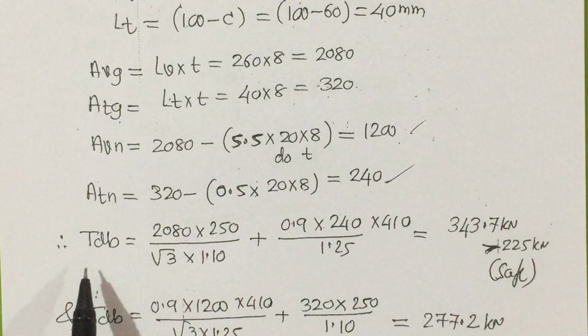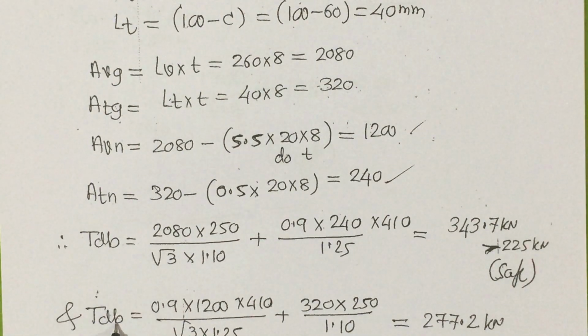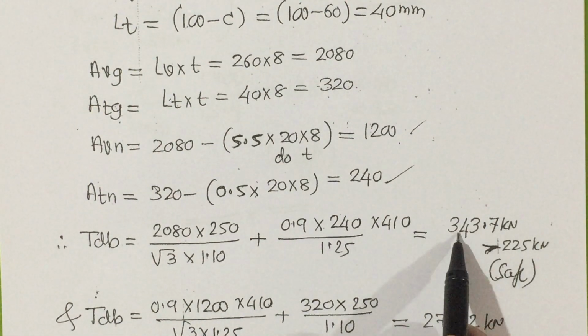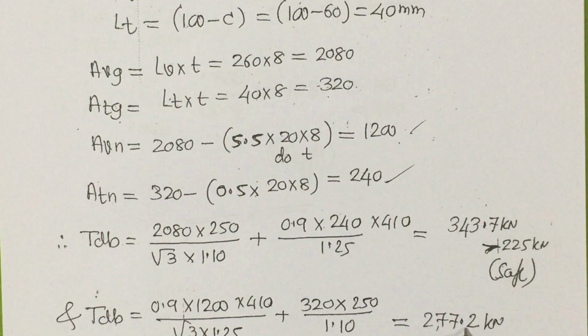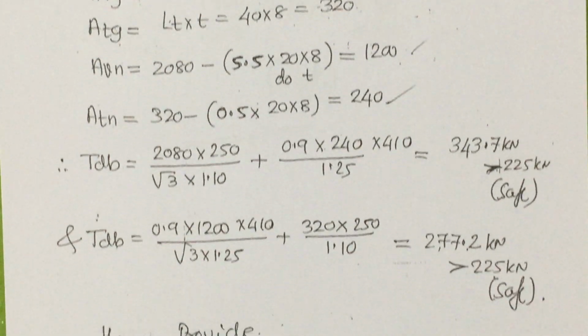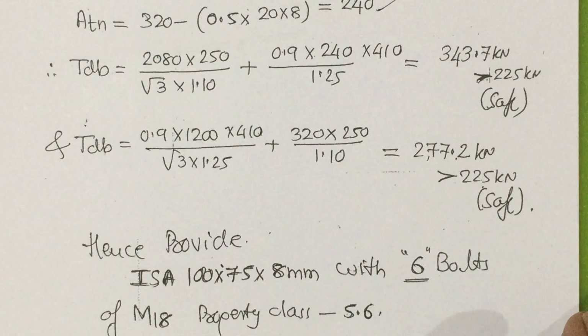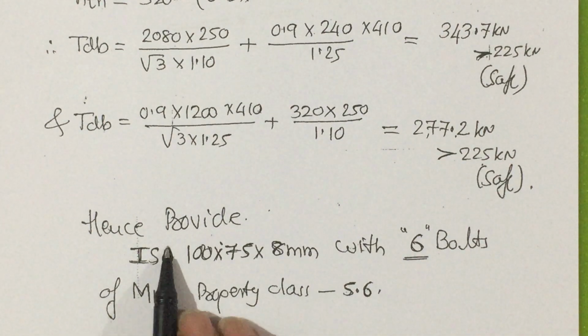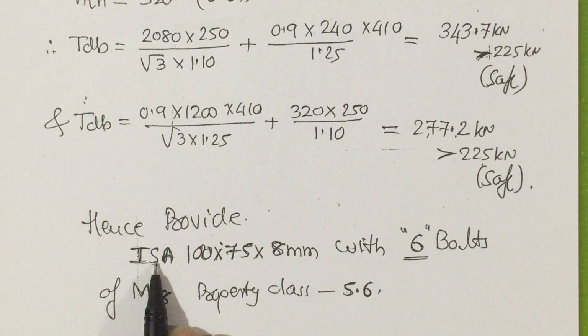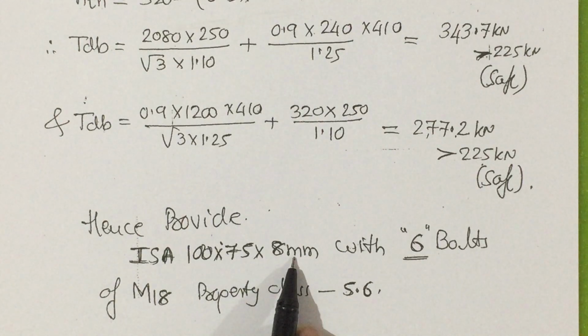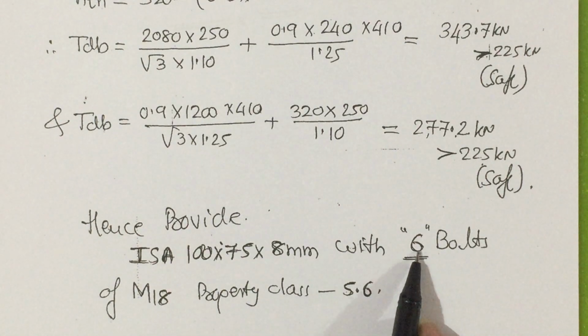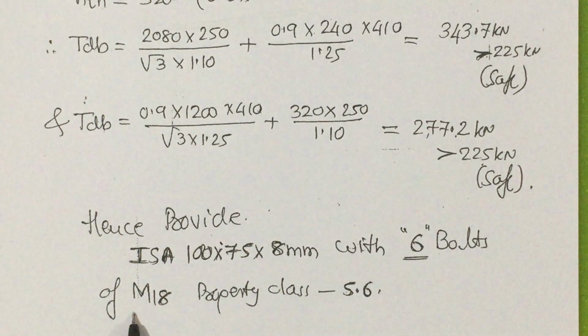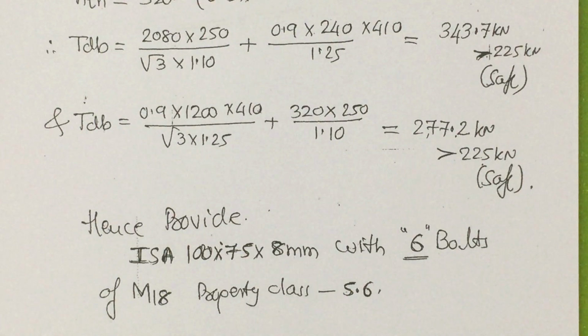Here for TDB we have two formulas. So, calculate in each of the following. Here we got 343.7 and 277.2, it is more than the factored load 225. So, therefore, our design is safe. Once our design is safe, therefore, we can say that hence provide the selected section, that is ISA 100 by 75 by 8 mm with how many number of bolts? 6 number of bolts of M18 property class 5.6.